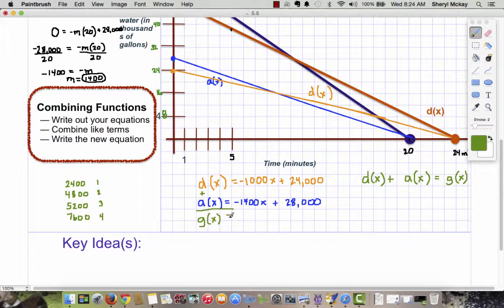So let's just combine our like terms. We've got negative 1000x and negative 1400x, so that's going to be negative 2400x. So do you see what I'm doing? I'm just adding these up, just adding them together, combining like terms. I can add my x's, and then I'm going to add my values here. This is my y-intercept. 24,000 and 28,000 is 52,000.